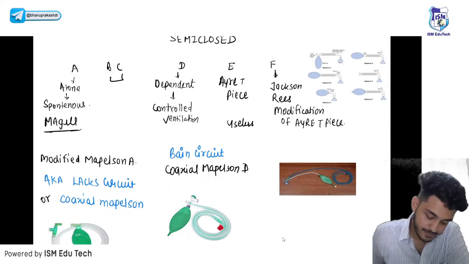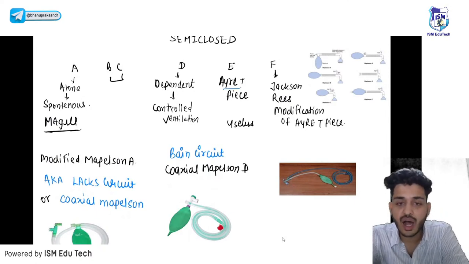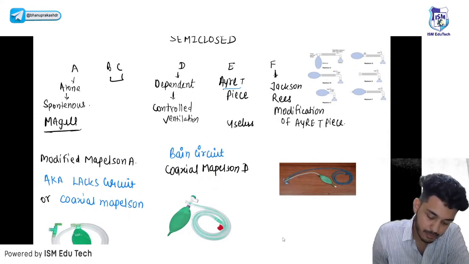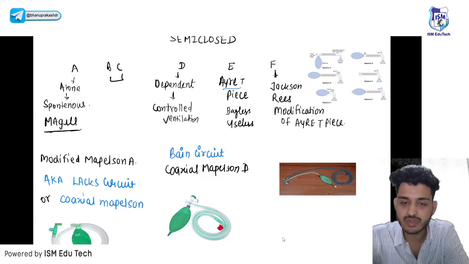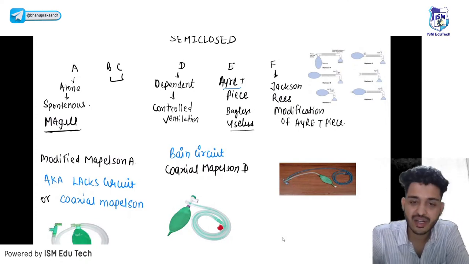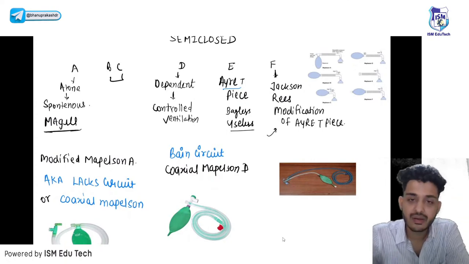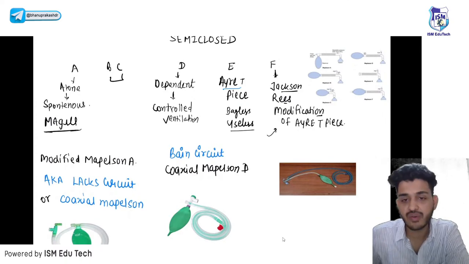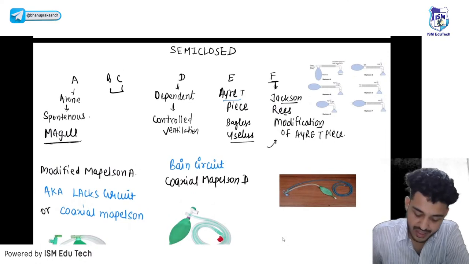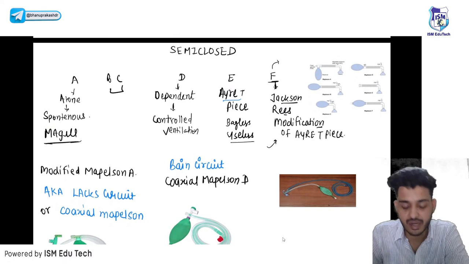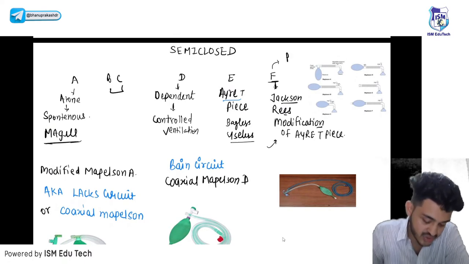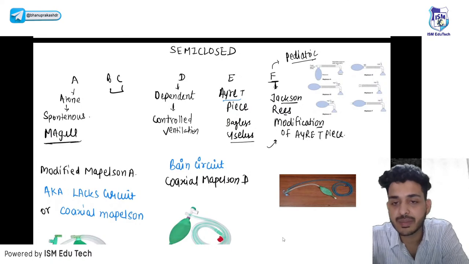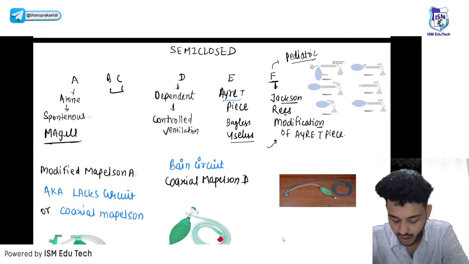Okay, next one is your E. E is also known as Ayre's T-piece. But this is your bagless, this is your valveless circuit. So it is not usable. Okay, it is not a good circuit, so we have modified it. Jackson Rees was a scientist. He modified the Ayre's T-piece and developed the Jackson Rees modification of Ayre's T-piece, that is circuit F. Okay, and circuit F is the circuit of choice in pediatrics. In pediatric age group patients, the circuit of choice for anything will be the Jackson Rees modification of Ayre's T-piece.